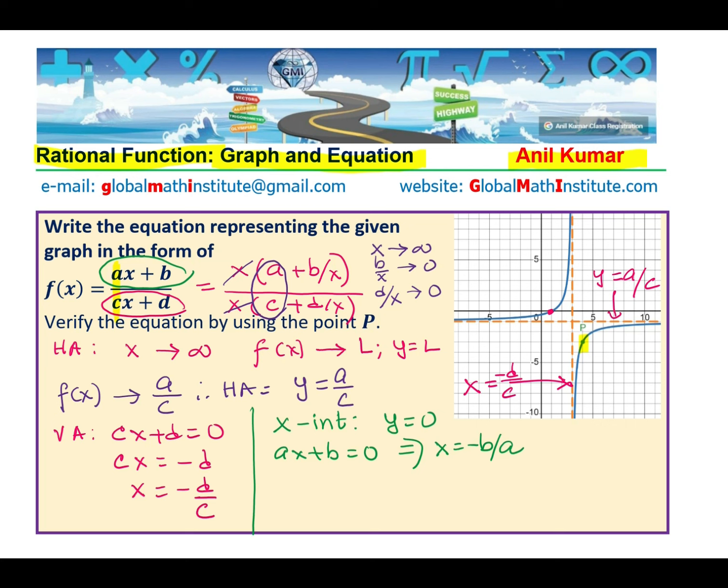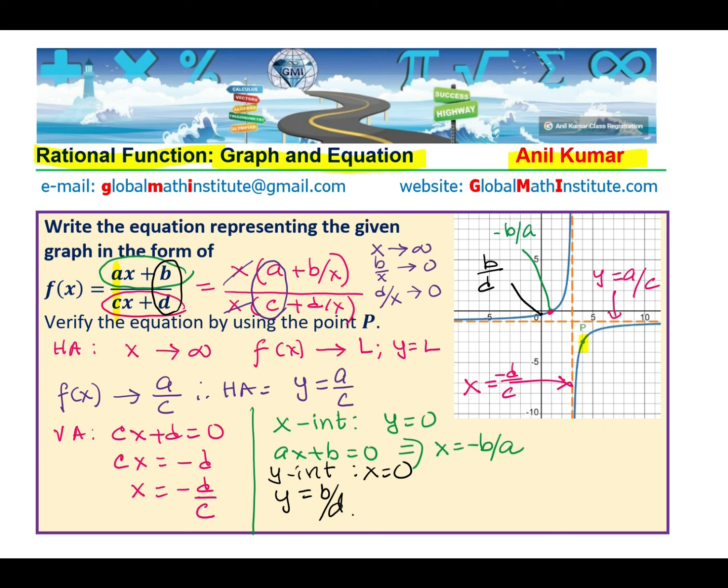Let me complete it by giving you the y intercept also. Y intercept is when x equals 0. If I substitute x as 0, I get y equals b by d. So b by d is basically the y-intercept. So let me write down here, y-intercept is b by d. Is it okay? And the x-intercept, which I worked out in green, is equal to minus b by a.